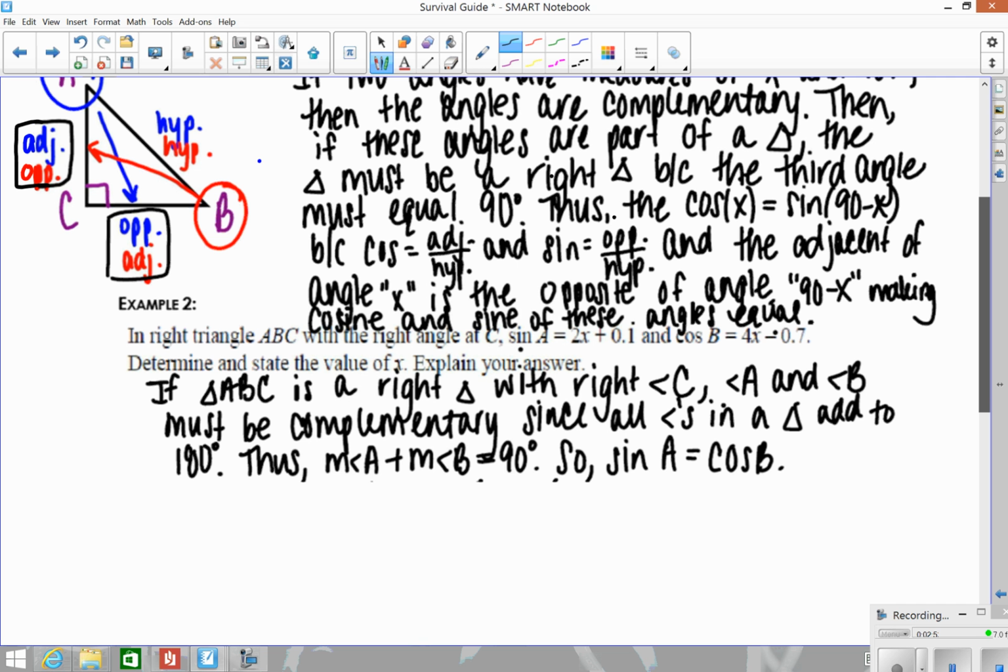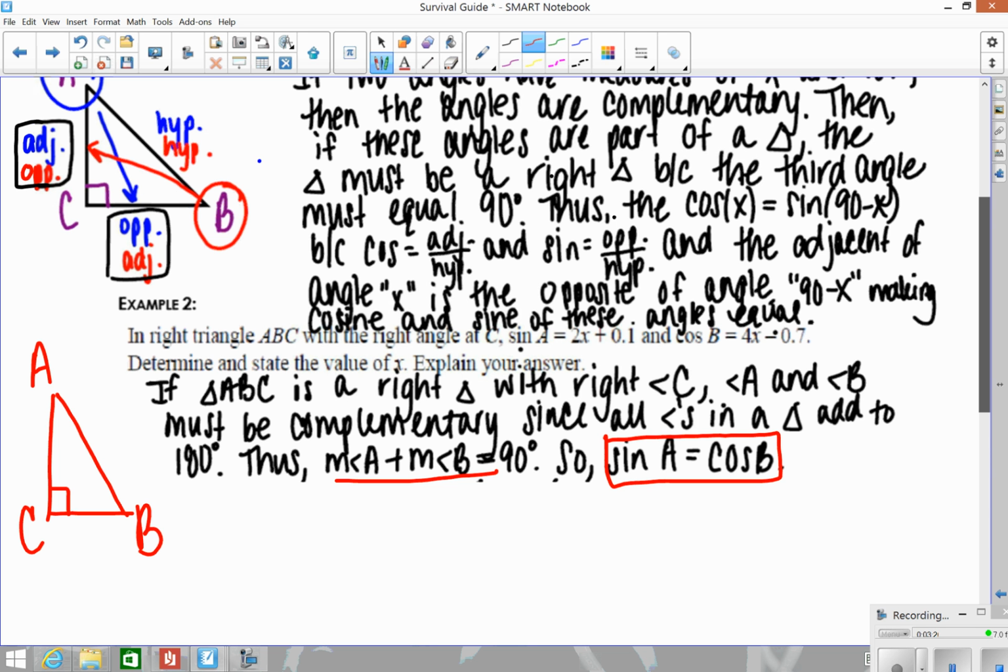So if I have a right triangle and this is angle C, then A and B have to add up to 90, because if you do 180 minus this 90-degree angle, you're left with these two angles having to add up to 90, because there's only 90 degrees left to split between them. Since they're complementary, sine of one of them has to equal cosine of the other. Since the sum of those angles is 90, sine of A would have to be cosine of B, as well as sine of B equaling cosine of A. So the sine of one equals the cosine of the other.